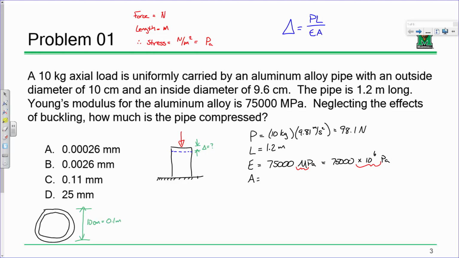0.1 meters, and an inner diameter of 0. Well, here, let's do this. So 9.6 centimeters, or 0.096 meters, right? Again, convert. So how am I going to determine the area of that pipe?